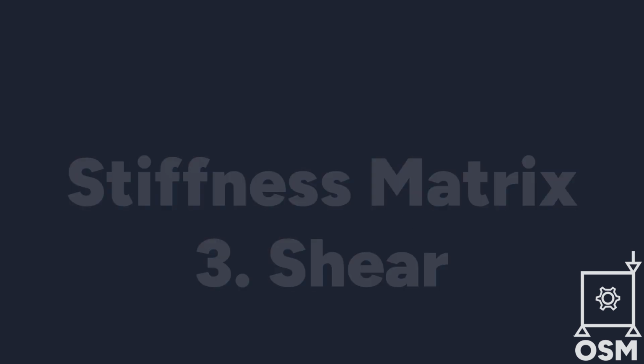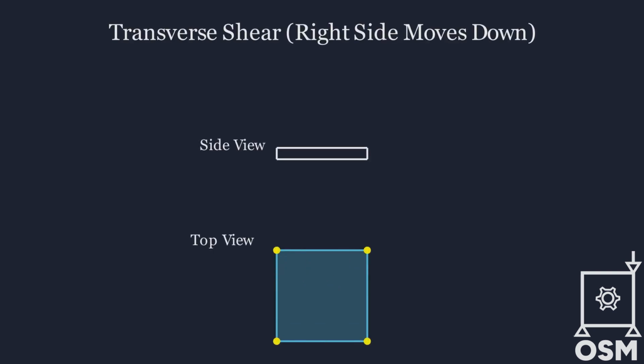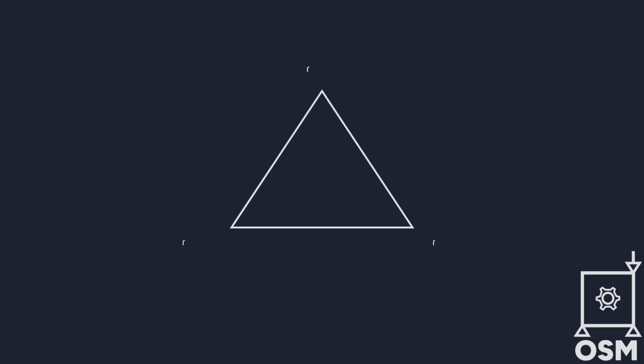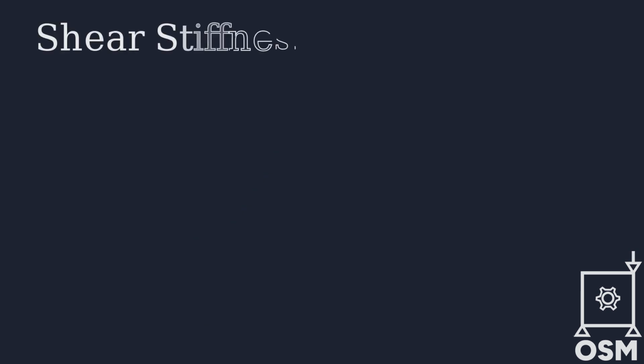Finally, there's transverse shear, deformation caused by forces pulling layers past one another. If this isn't modeled carefully, the shell will lock, especially in thin configurations. MITC fixes this by evaluating shear not at the nodes but at special points tied to the element edges.